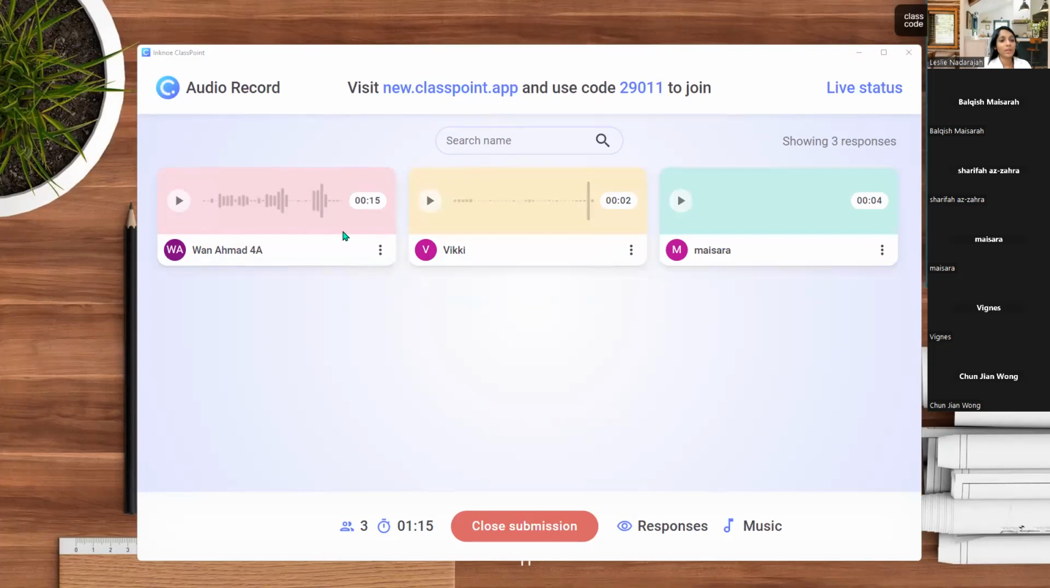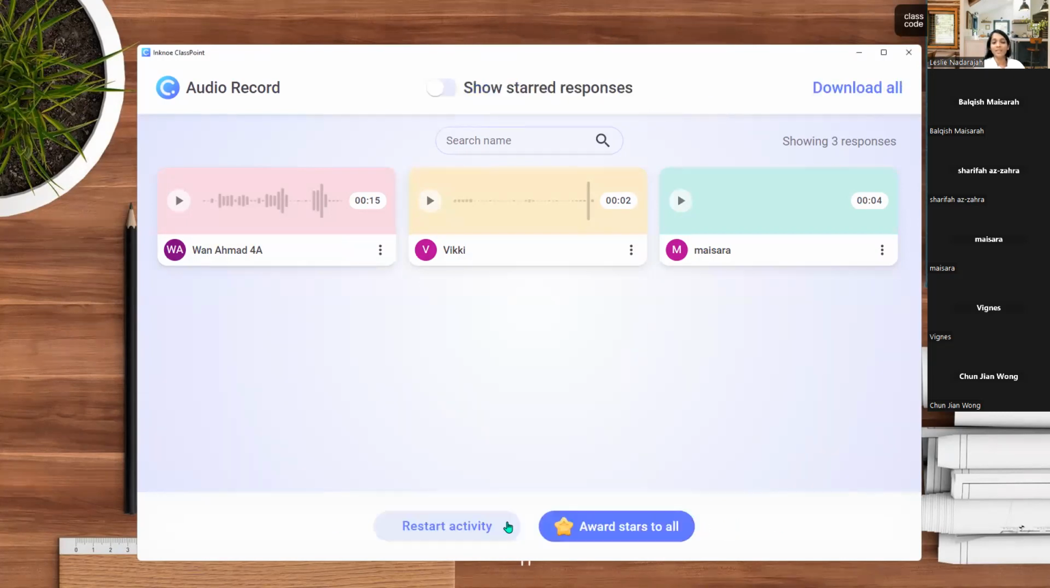All right, I'll try again. Can I ask someone to resend the link into the group again? Because if not, I'll cut this one. Okay, thank you, Maisara. I'm going to close submission. Let's see these brave 3 kids. Okay, and class, you correct them. You see whether they are saying it correctly. Let's try one first.